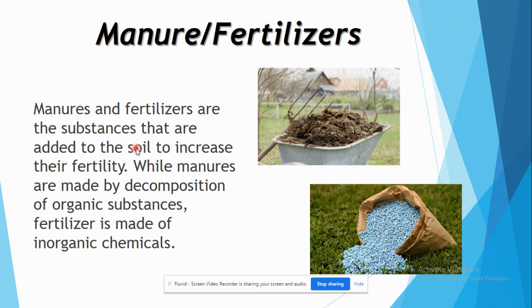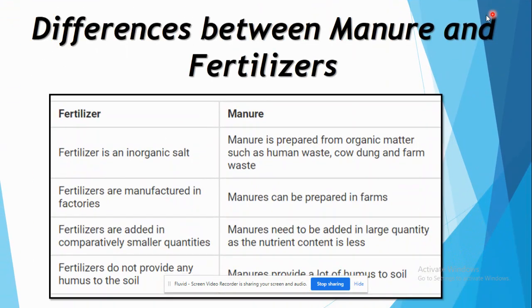Manure or fertilizers. Manures and fertilizers are substances that are added to the soil to increase its fertility. While manures are made by decomposition of organic substances, fertilizer is made of inorganic chemicals. So we must prefer manures because they give a lot of humus to the soil, whereas fertilizers do not give any humus to the soil.